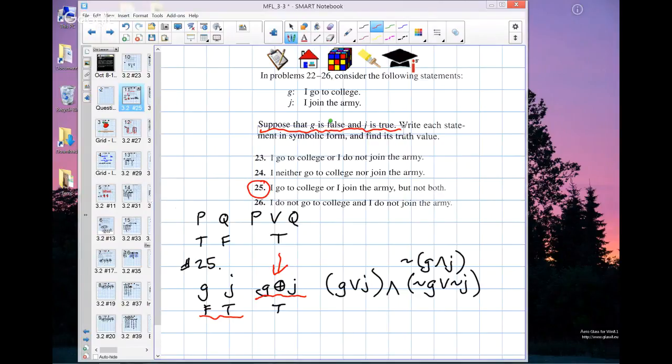What's the rule for exclusive or? Only true when they're different? And sure enough, they're different. So true, we're done.